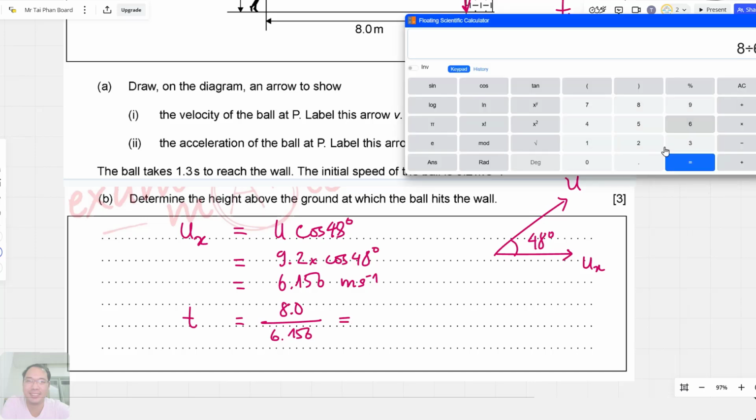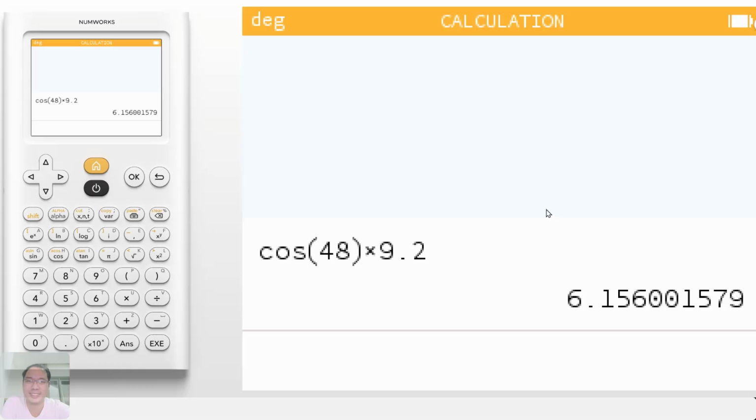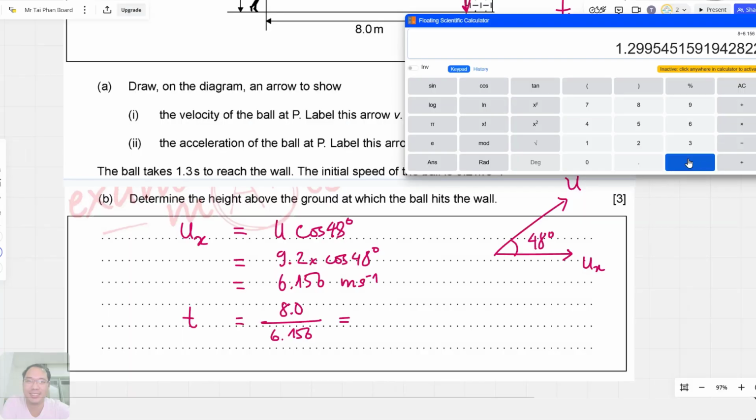Okay, 8 divided by 6.156. Is that the correct one? 156. Yeah. Approximately 1.3. 1.30 seconds. Okay.